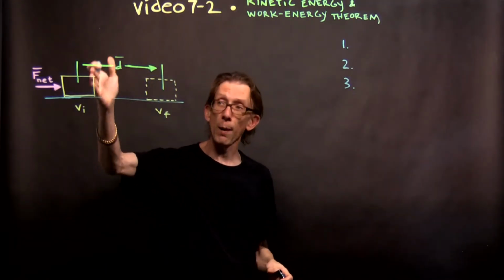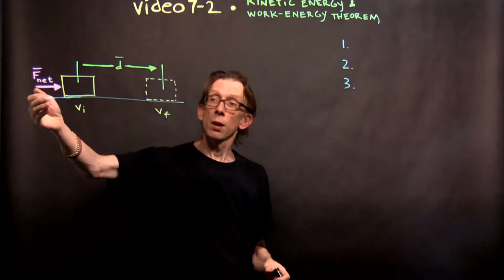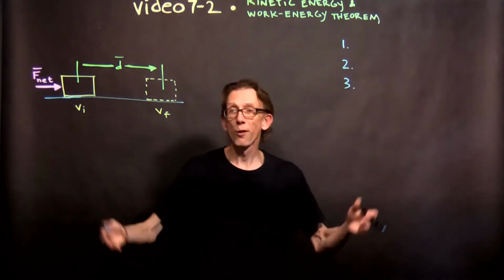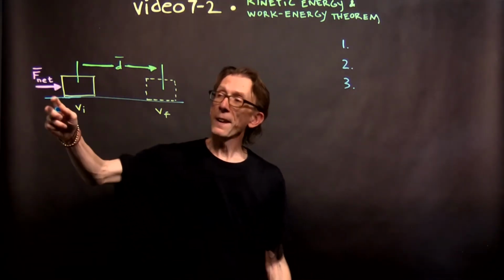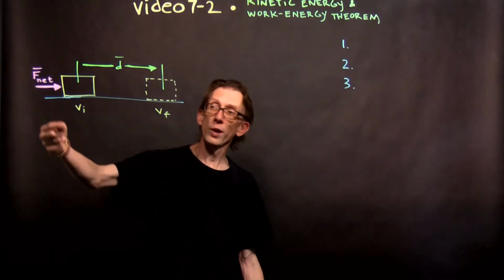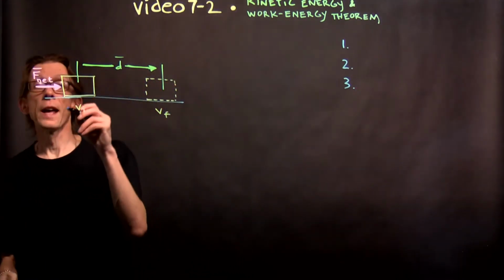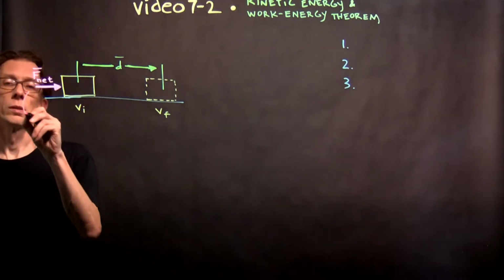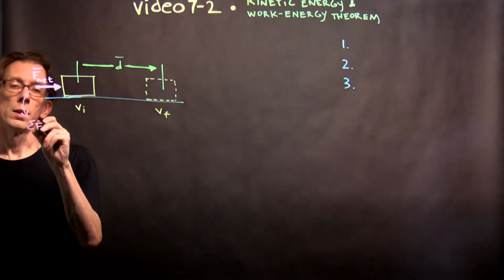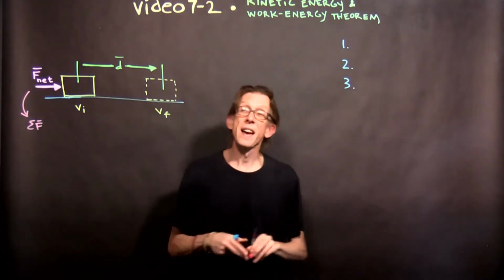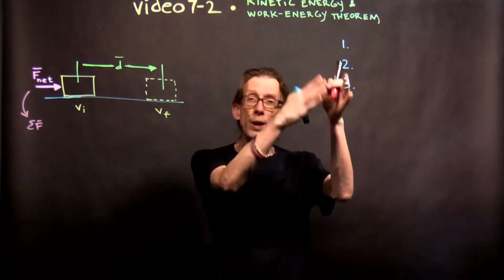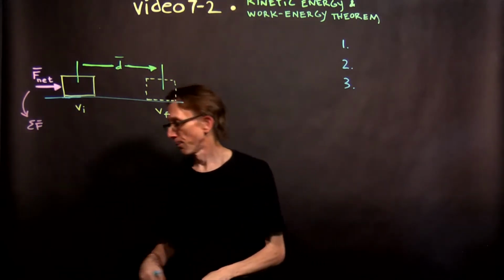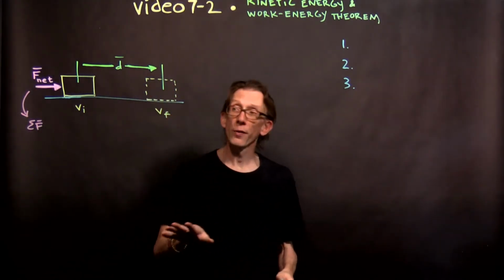Very simple. You've got a block on a surface, and you're going to push it to the right through a displacement d, however many meters. The net force is going to be to the right. Now remember, the net force, sigma F, F net, is the same thing, just a different notation. These three principles are going to have slightly different notation than we're used to. That's just to make them all work together, so don't worry about that. You're going to be familiar with all three of these.